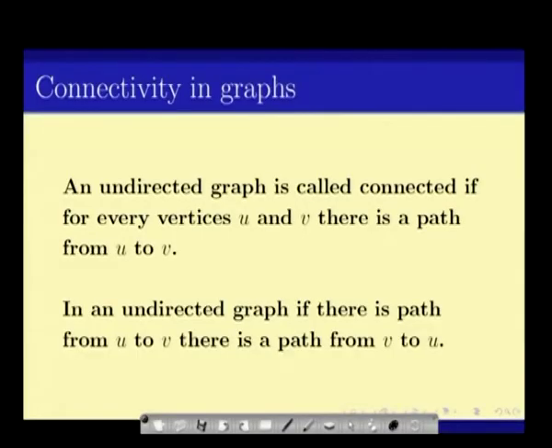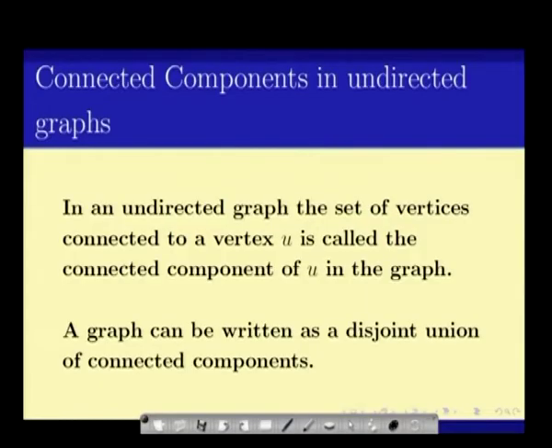Among the various important concepts that a graph has, one of them is known as the connectivity of a graph. So, if there exists a path from u to v, then we say that u is connected to v. In an undirected graph, if there is a path from u to v, then there is a path from v to u, and so there is no confusion about what is connected to what. So, if u is connected to v, then v is also connected to u, and the set of all vertices that are connected to a particular vertex u is known as the connected component of the vertex u.